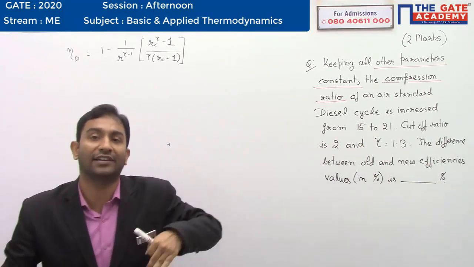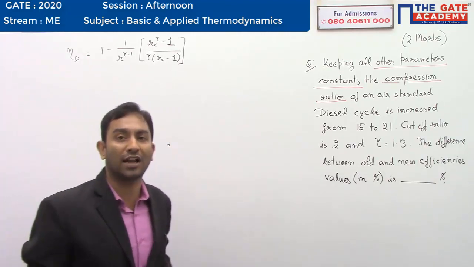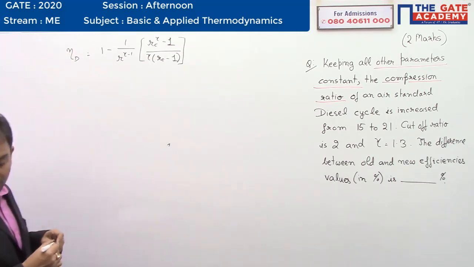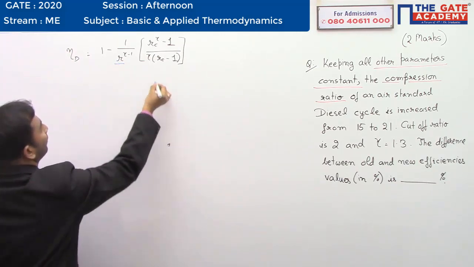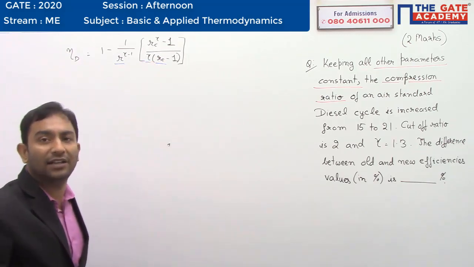That means, if I take a look at my expression for efficiency, I have only two other parameters other than R. Here you have the compression ratio, this R is nothing but the compression ratio. RC is your cutoff ratio. And gamma is your adiabatic index.